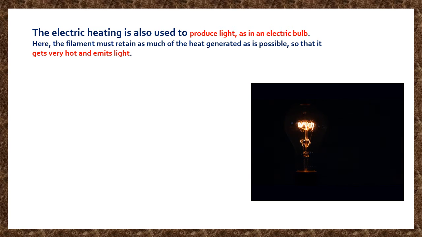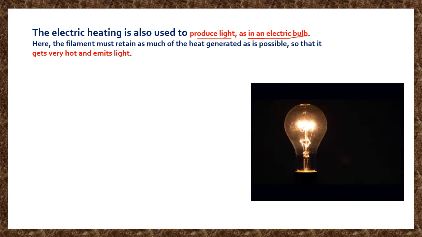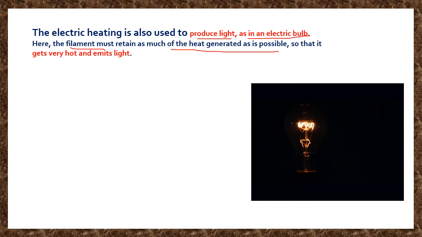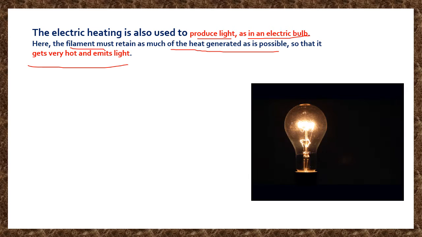The electric heating is also used to produce light, as in an electric bulb. See what happens in an electric bulb. In an electric bulb, the filament must retain as much of the heat generated as possible, so that it gets very hot and starts emitting light. This is one of the uses of the electric heating effect.